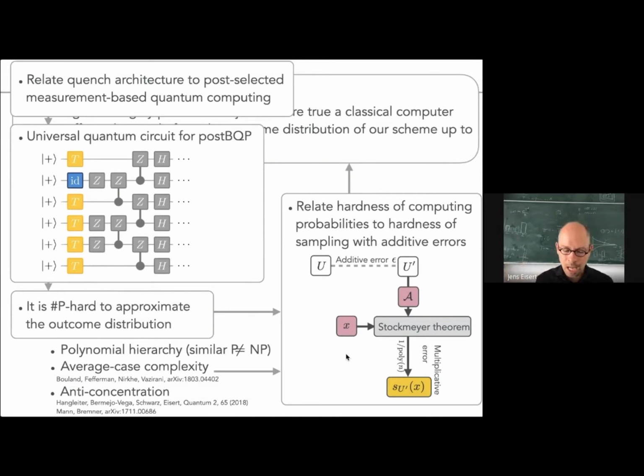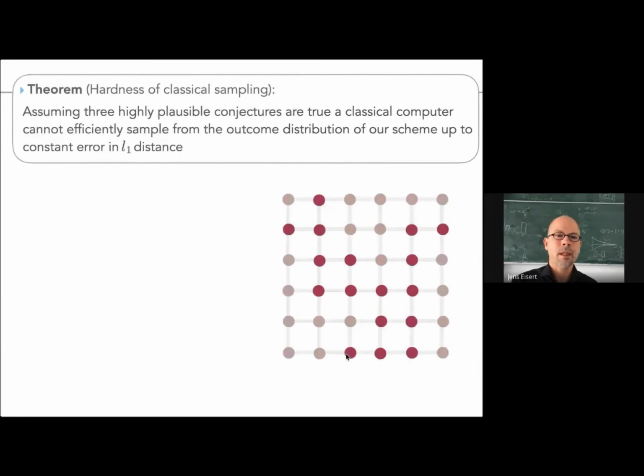So you go into the lab, you have a square lattice, there's a product state, you switch on the interaction. It's one unit of time step, one unit of time, and then you measure, and that's all you do. What you get out is a distribution that you cannot sample from in classical efficient terms. So again, assuming three highly plausible conjectures, a classical computer cannot efficiently sample from the output distribution of our scheme up to a constant error in the L1 distance.